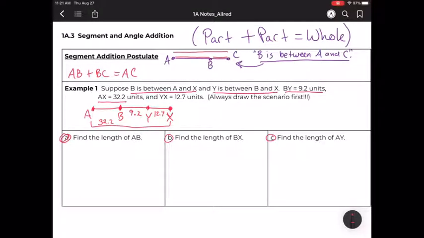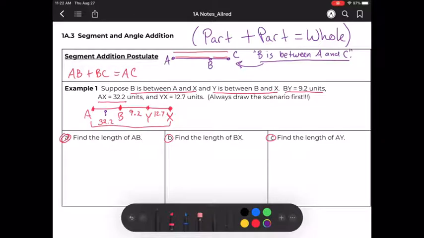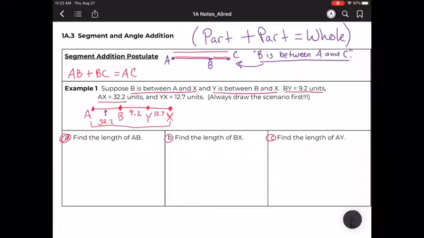Okay? And so the first thing we want to do is find the length of AB. So we're asking about that length first. How long is it from A to B? Well, all I have to do is understand this fact: that this question mark from A to B plus 9.2 plus 12.7 equals the total length 32.2. So to figure out this unknown AB value, we just subtract. We do 32.2 minus each of these. Now you can combine these together first, and that gives you 21.9.